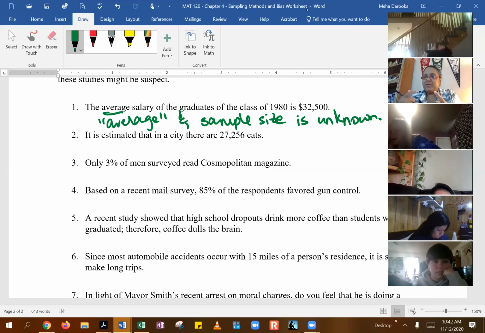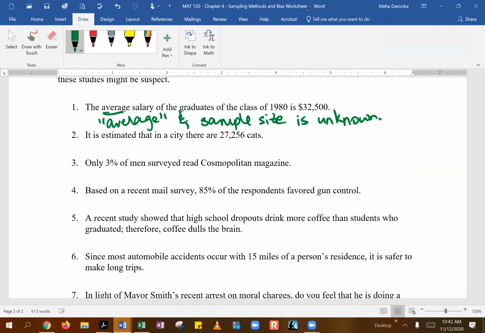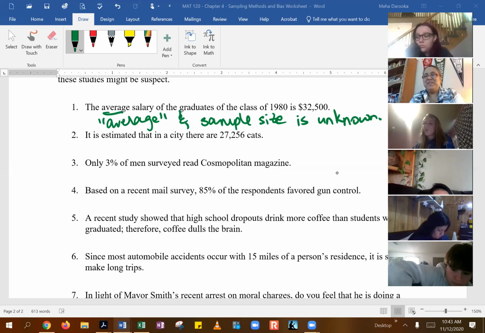So you always have to think about, are there any outliers in there? Like you said, sample size. Well, what does the word average tell us? Well, which calculation did they actually use in this case? All right, very nice, guys. Number two, it is estimated that in a city, there are 27,256 cats. So what do you think might be biased or suspect in this statement?